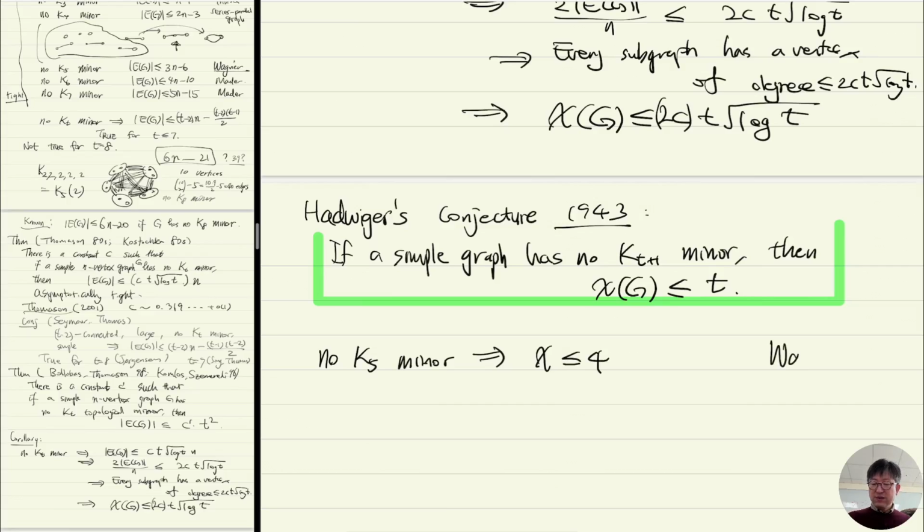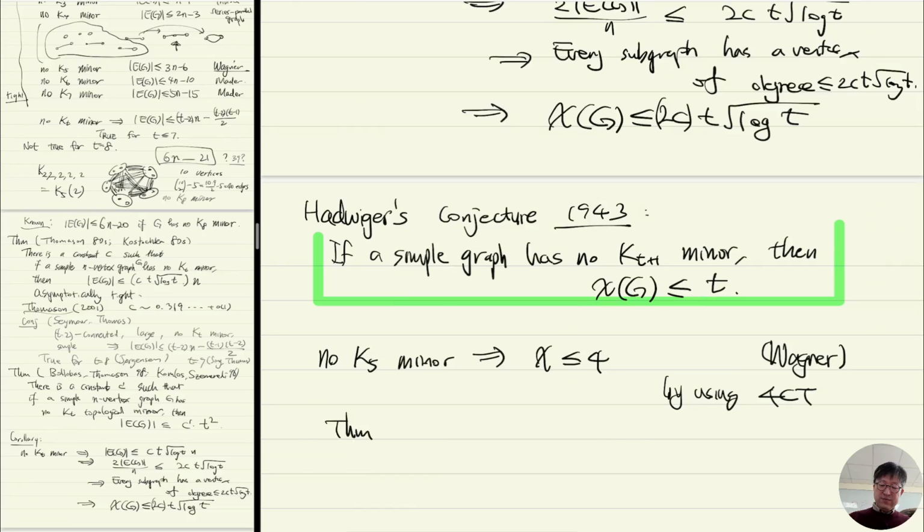This is due to Wagner, by using the 4-color theorem. Why? Because if Hadwiger's conjecture is true for the case when t is 4, then it also implies that planar graphs are 4-colorable. So this is stronger than the 4-color theorem for planar graphs. But Wagner proved the other direction. If the 4-color theorem is true, then graphs without K_5 minors are 4-colorable as well.